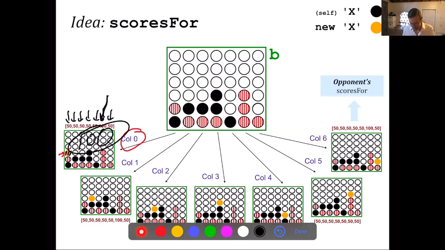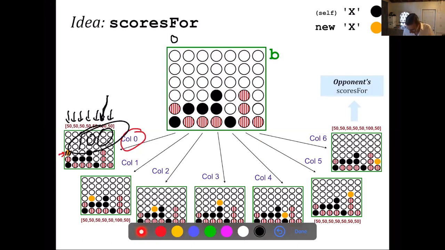Okay? That's how I'm gonna get a zero up here. So 100 for my opponent is a zero for me. If I move in column zero, my opponent would score this whole board as a 100. So that is a losing column for me. So I'm going to put a zero. Okay.